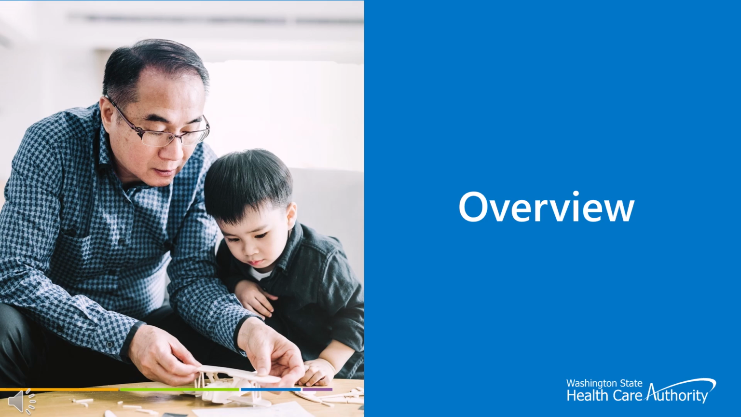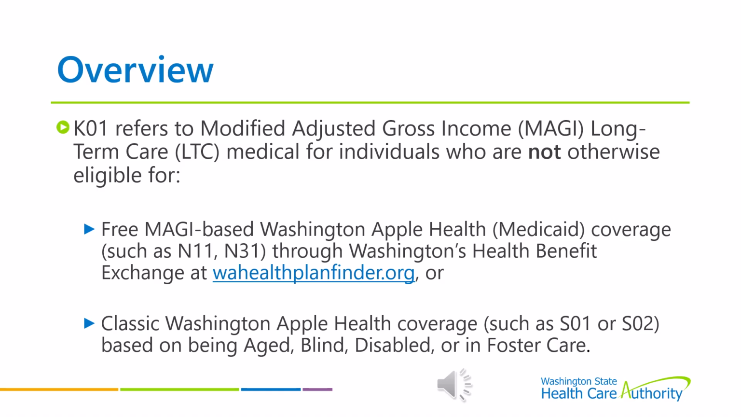Overview. K01 refers to Modified Adjusted Gross Income Long-Term Care Medical for individuals who are not otherwise eligible for free MAGI-based Washington Apple Health Medicaid coverage, such as N13, N31, through Washington's Health Benefit Exchange at wahealthplanfinder.org, or classic Washington Apple Health coverage, such as SO1 or SO2, based on being age, blind, disabled, or in foster care.